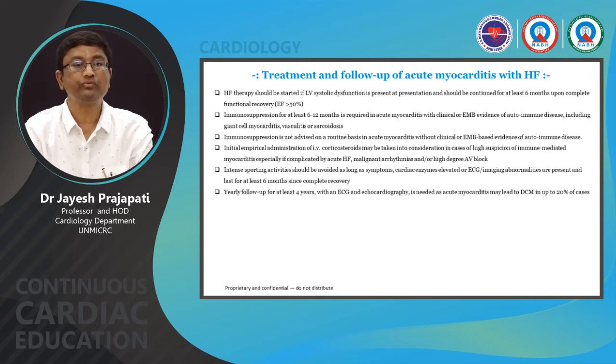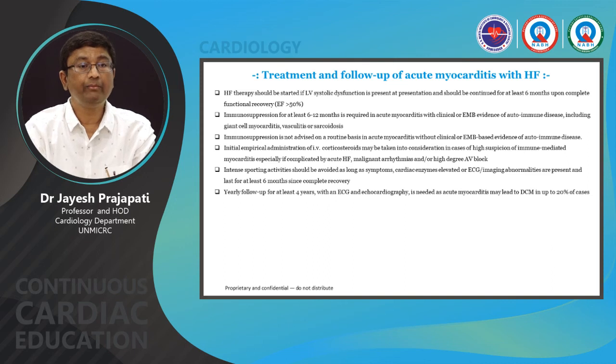Immunosuppression for at least 6 to 12 months is required in acute myocarditis with clinical and EMB evidence of autoimmune disease including giant cell myocarditis, vasculitis or sarcoidosis, so that prolonged immunosuppression should be given. Immunosuppression is not advised on a routine basis in acute myocarditis without clinical or biopsy evidence of autoimmune disease. So all patients of myocarditis or DCM should not be given steroid except where there is inflammatory evidence.